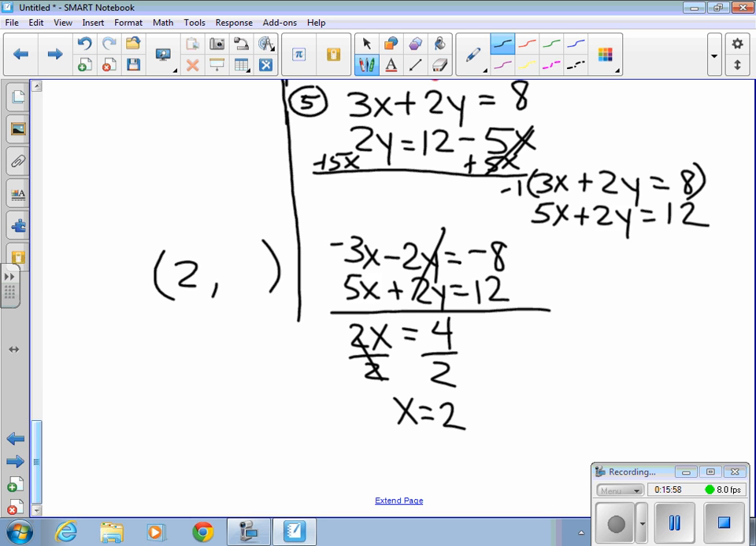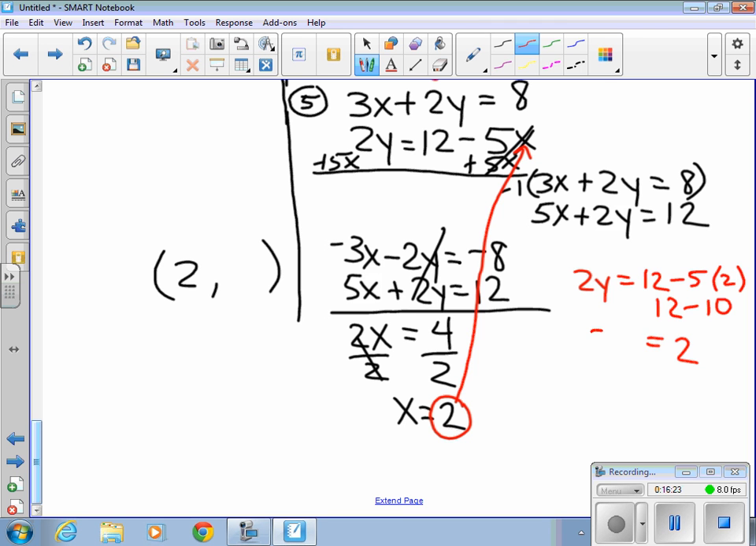So if I'm looking at it, it looks like the second one would be a lot easier to do because I can take this 2 and go put it in right there. And here's what it's going to look like. I'm going to have 2y equals 12 minus 5 times 2. Right, well, if I clean up the right-hand side, this is 12 minus 10, which is 2. So I've got 2y equals 2. I'm going to divide by 2, and I get y equals 1. So I end up with a y value of 1. So the answer is 2, 1.